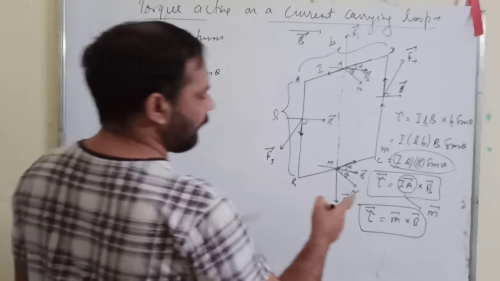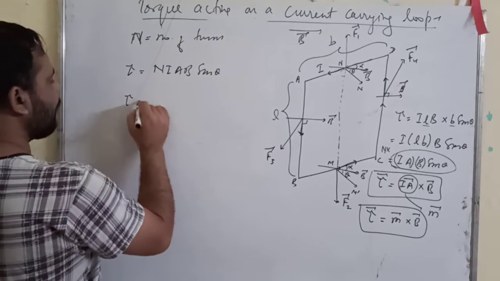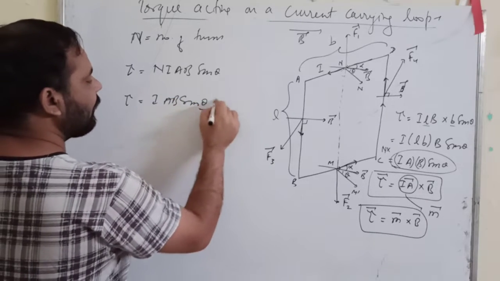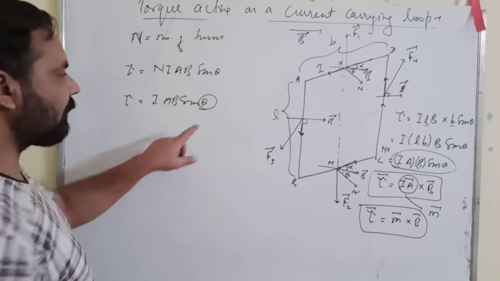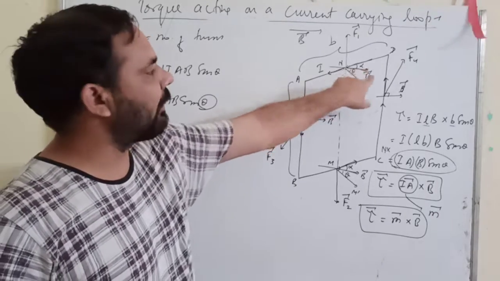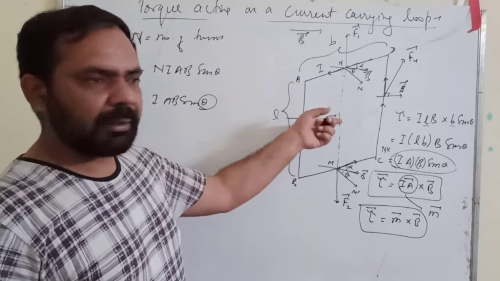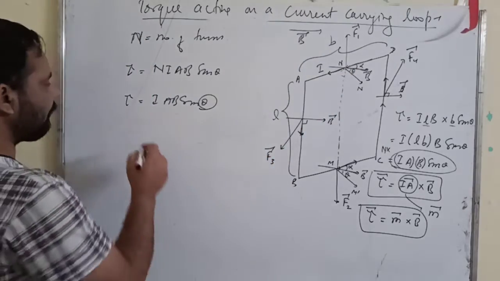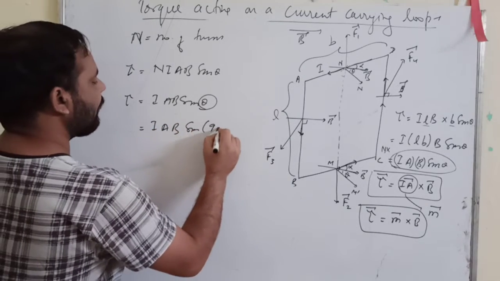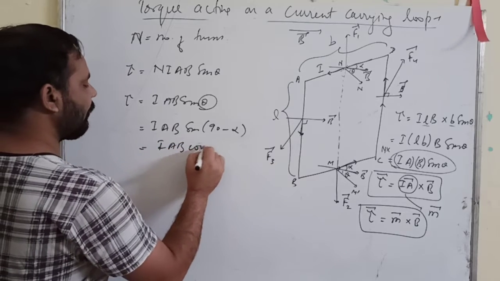Now the formula is IAB sine theta. This is the formula in terms of theta. What is theta? Theta is the angle between the normal to the coil and the direction of magnetic field. Suppose I want to change this formula in terms of alpha, then it will be IAB sine of (90 minus alpha), and this will be IAB cos alpha.